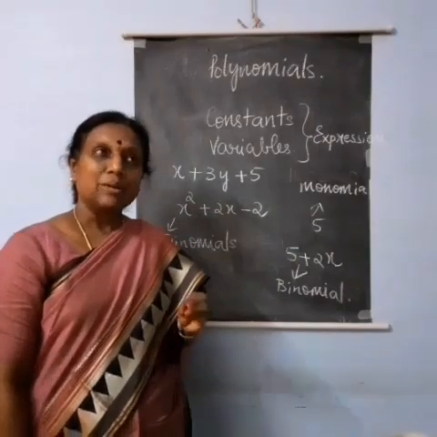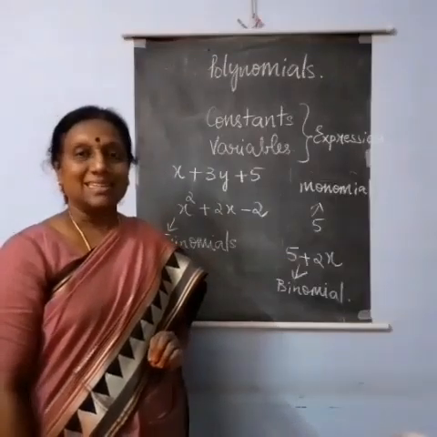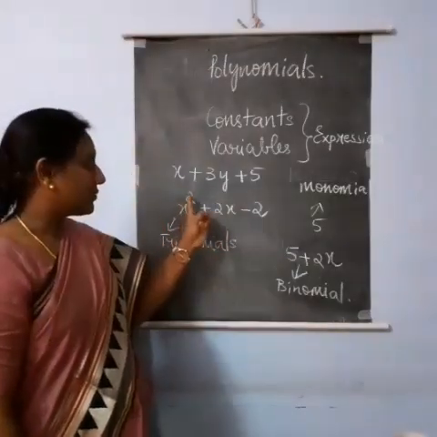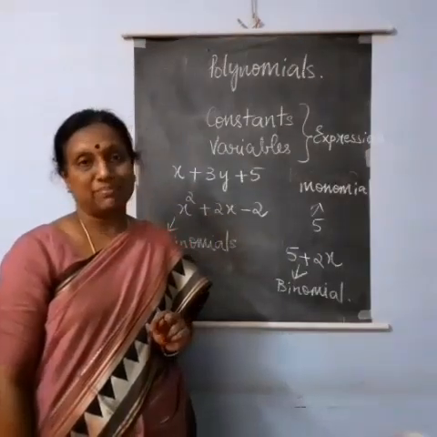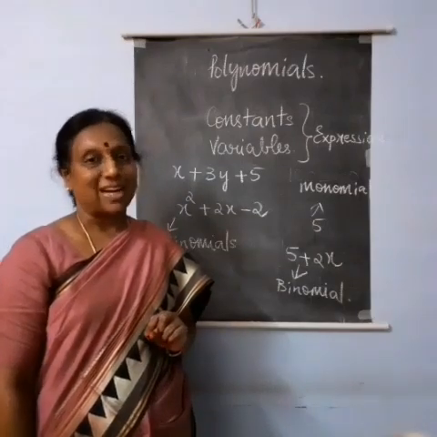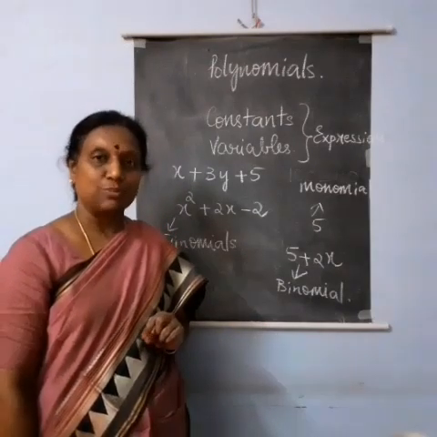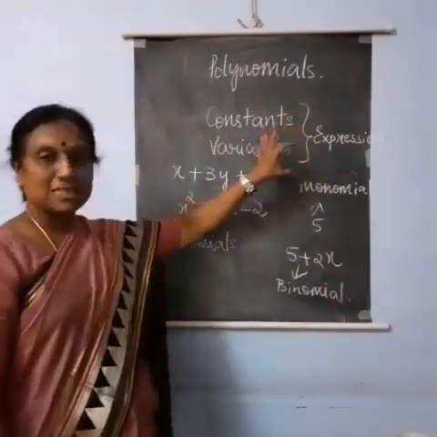Okay. One more condition is there for it to be a polynomial. That is, the power of the variables should always be a whole number. It cannot be negative and it cannot be a fraction. That is another condition for it to be a polynomial. Yes. So what have we understood?